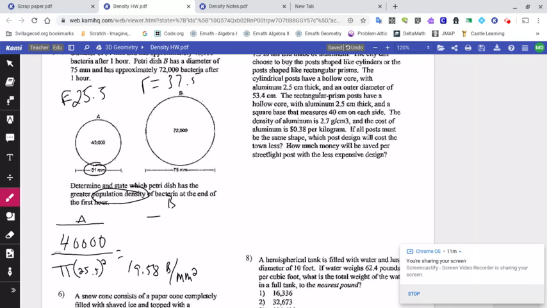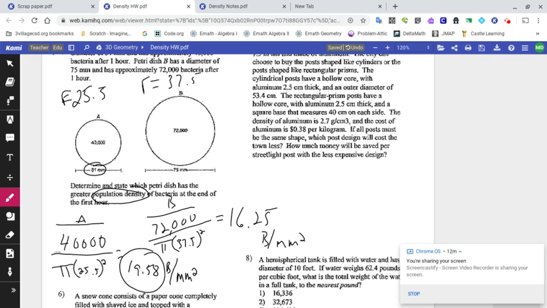For B, it's going to be 72,000 divided by its area, which is pi times 37.5 squared, and that number is going to be 16.25 bacteria per square millimeter. So dish A has the greater population density of 19.58.